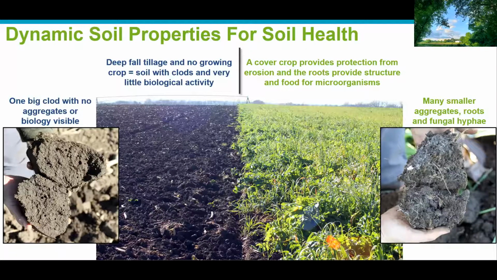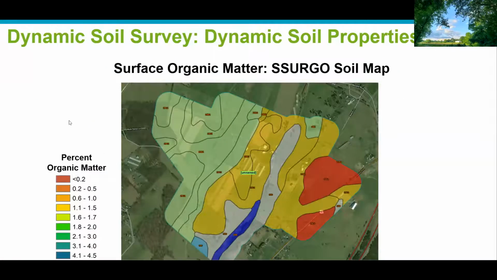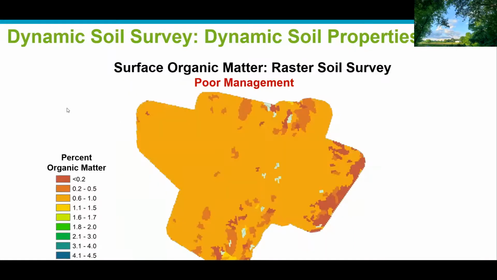So again, using and combining both what we expect and then how we can demonstrate that with photographs on a particular site is a great way to demonstrate what can be attained. But we of course have nice maps to show as well. So here, estimated of what the organic surface is using our Surgo maps, and then start to predict where we would be under different management. So if we go to use a raster soil survey and poor management, this does not look good. It's much lower organic matter.